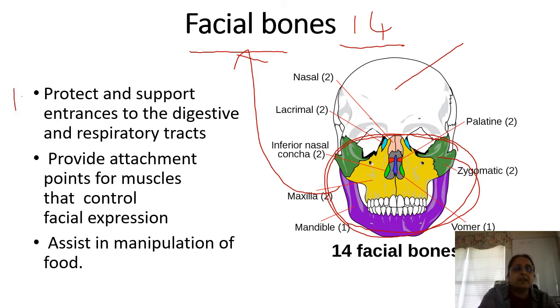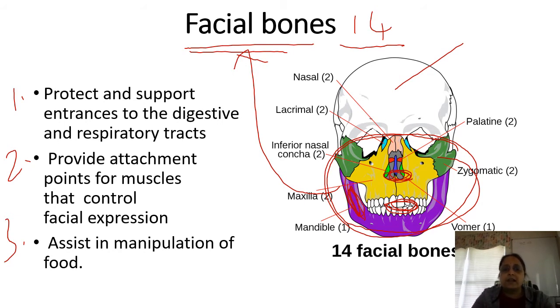Basically it has 3 functions. If you see in the picture, this is the entry spot for the respiratory tract and this is the entry spot for the digestive tract. These facial bones give protection to these two entry spots. Apart from this, it is the area where facial muscles are attached to the facial bones so that they can control facial expressions. Then the last one is that it is also involved in manipulation of the food.